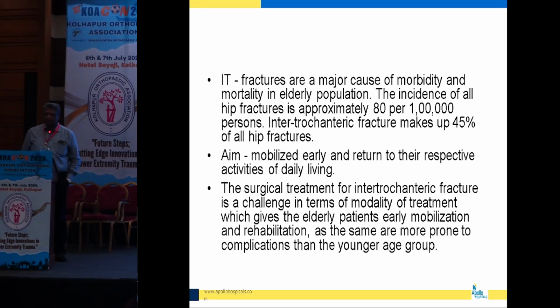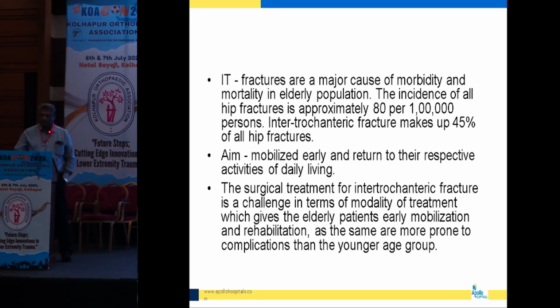As we know, IT fractures have always been a challenge. And I see a lot of talk going on about how to get a perfect reduction, put a Hohmann, reduce the fracture, and see an unstable fracture trying to become a stable fracture. So just to give the stats, the incidence of all hip fractures is about 80 per 1 lakh patients, of which intertrochanteric fractures take about 45% of all these fractures.